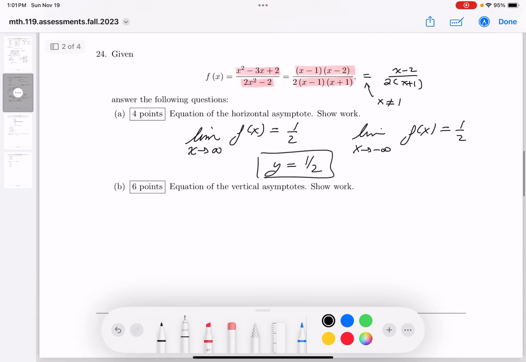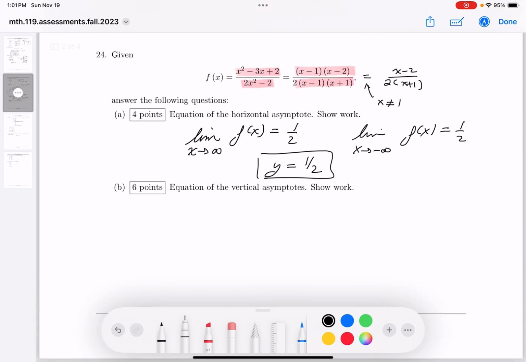The vertical, there's only one candidate for vertical, by the way, because at 1, this thing's got a removable discontinuity. So I'm just looking at minus 1. So let's write this down for you. The limit as x approaches minus 1 from the right side of f of x, and I'm looking at the limit as x approaches minus 1 from the left side of f of x.